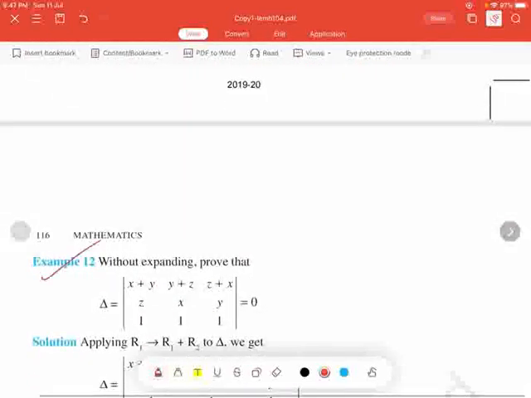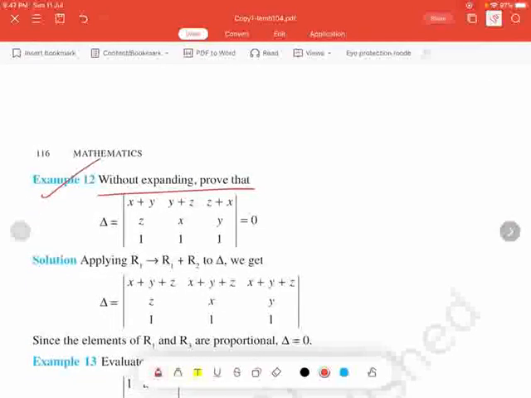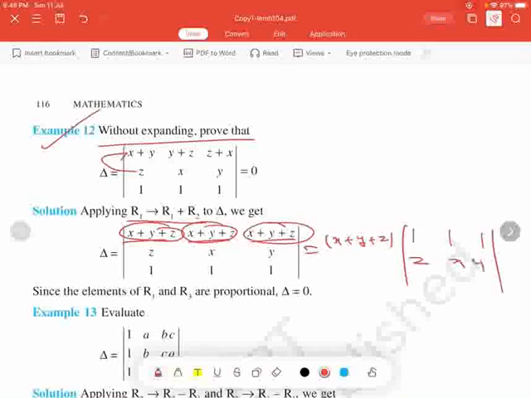Now without expanding, prove it. So you can apply R1 plus R2. So this is x plus y plus z common from the first row, then we will get 1 1 1, z x y and 1 1 1. Row 1 and row 3 are identical, so the value of this determinant will be 0.